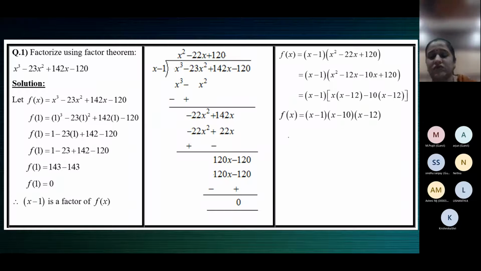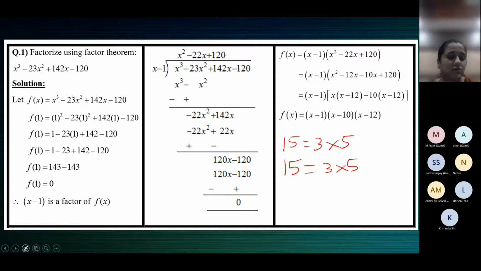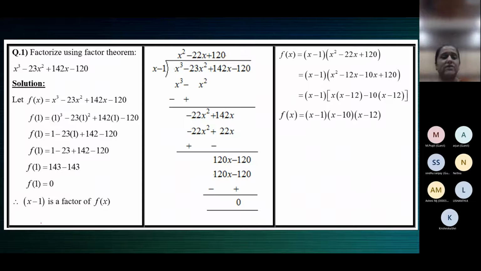Like when we have to factorize, say 15, we write 15 as 3 into 5 as a product of its prime factors. Factorize 15. 15 is equal to 3 into 5 or 5 into 3. Similarly, here we'll have to write the given cubic polynomial as a product of its linear factors. Sometimes you can get one quadratic factor and one linear factor. So that depends on the cubic polynomial.